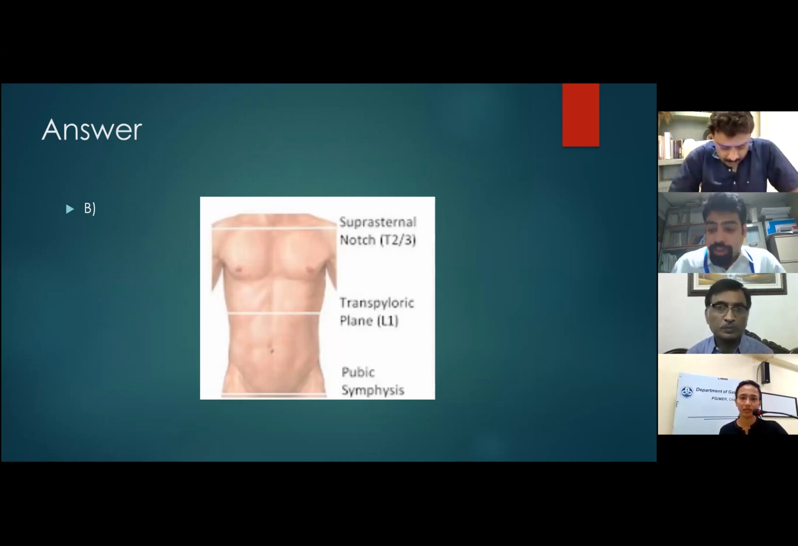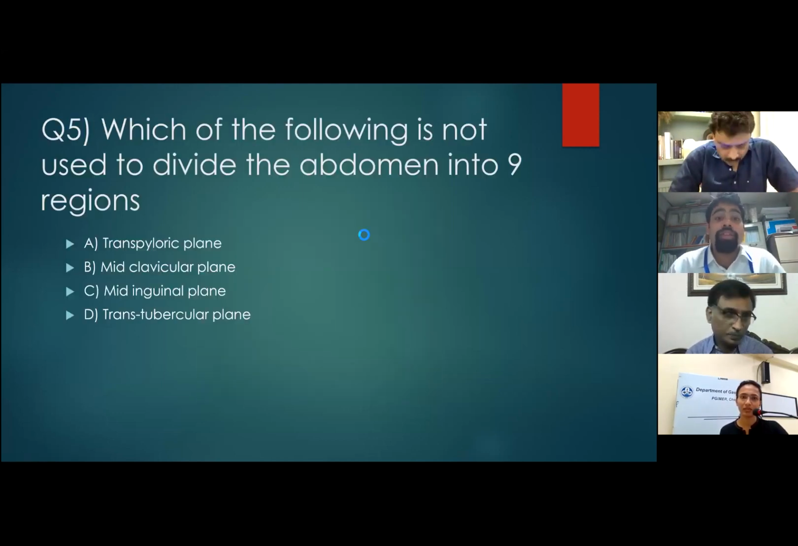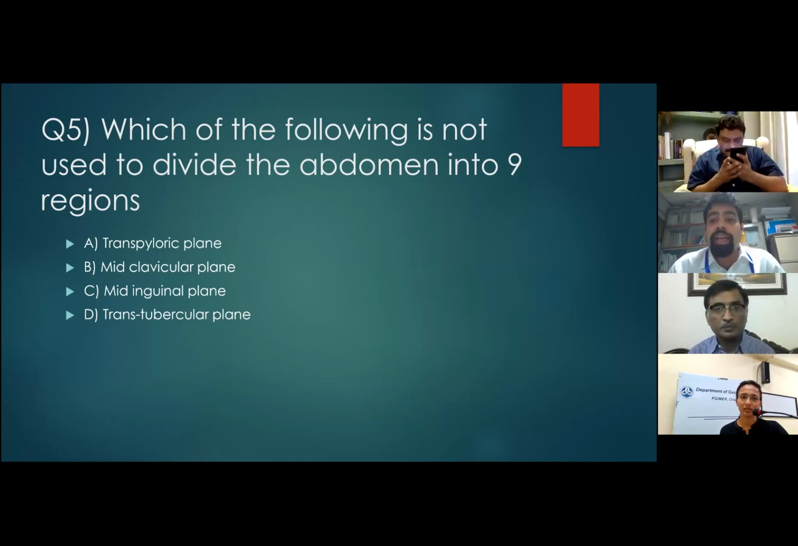So let's proceed with another question for the audience so that they can brush up their knowledge of physical abdominal examination. Which of the following is not used to divide the abdomen into the 9 regions? Transpyloric plane, mid-clavicular plane, mid-inguinal plane, or transtubercular plane? So audience, you can start voting on this one too. It's a good idea to brush up your knowledge of physical examination. So can we run the polls now?